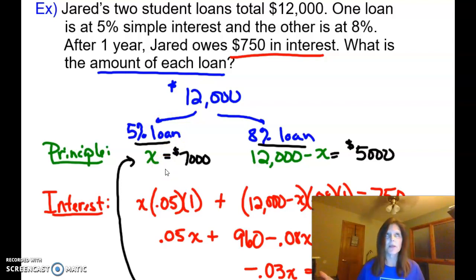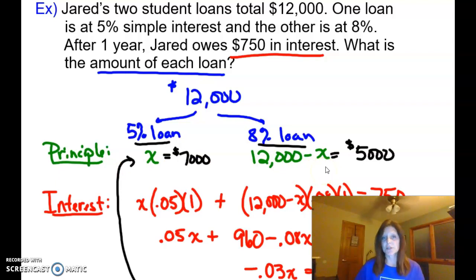Call it a variable. Now, if I think about it, if that was $2,000 at 5%, that would leave $10,000 over here for 8%. If that were $6,000, that would leave $6,000 over here. If this was $10,000 at 5%, that would leave $2,000 over here. How am I getting that? I'm saying, okay, whatever this is at the 5%, I subtract that from my total, and that tells me how much is left for the other loan. So that's how we get that principal line.